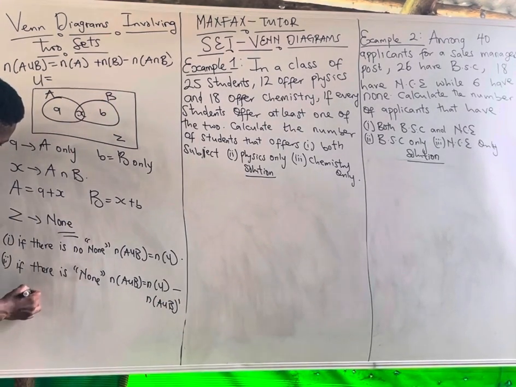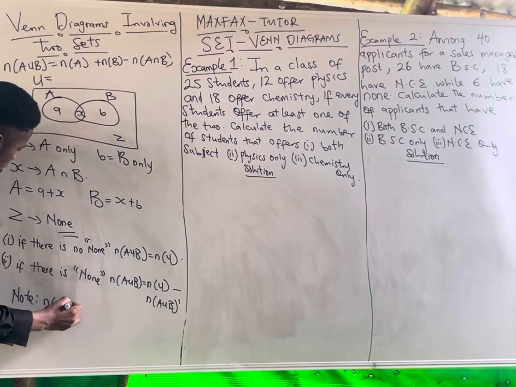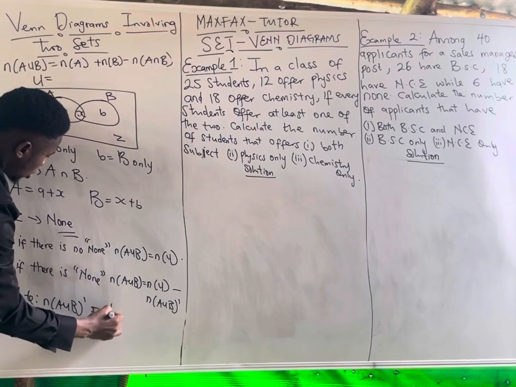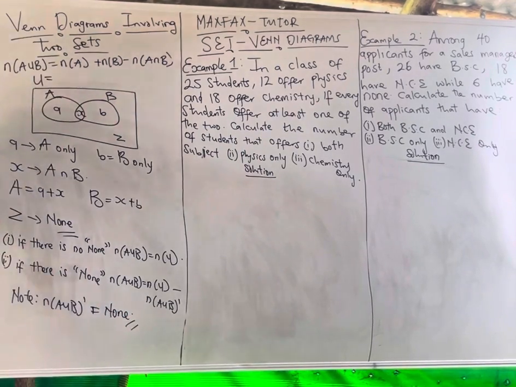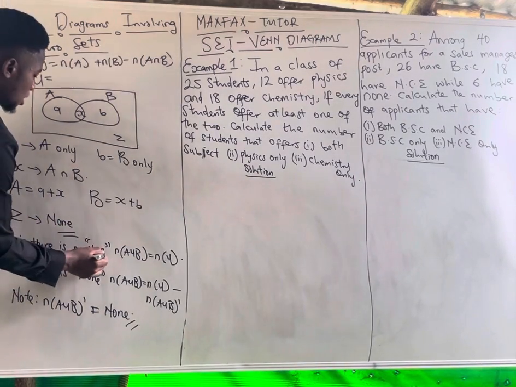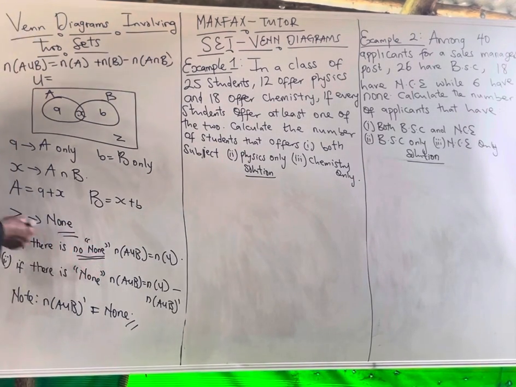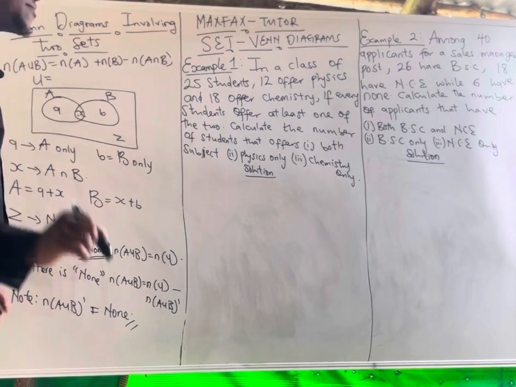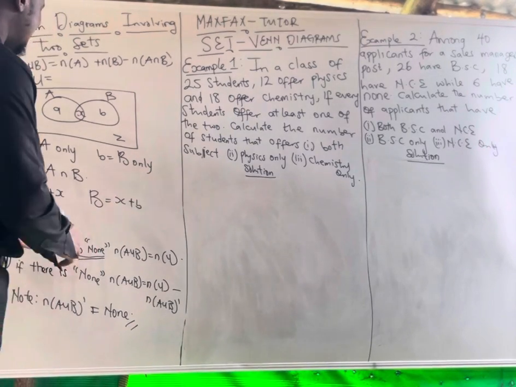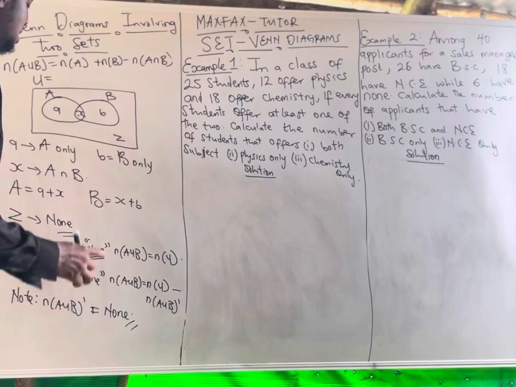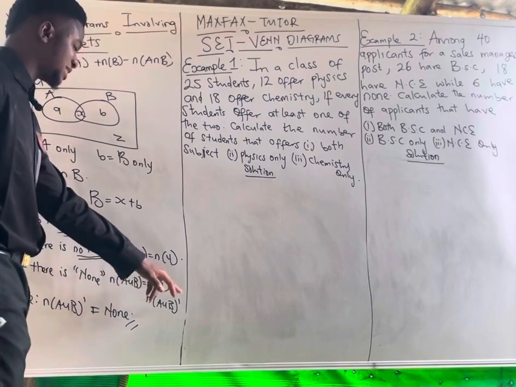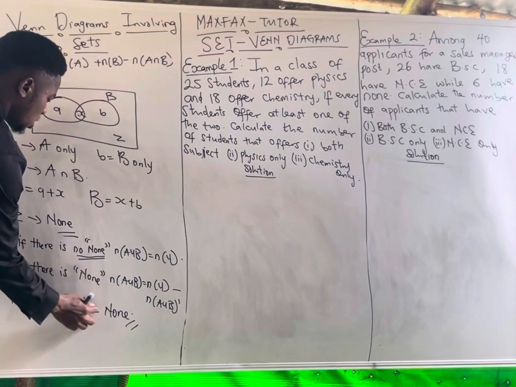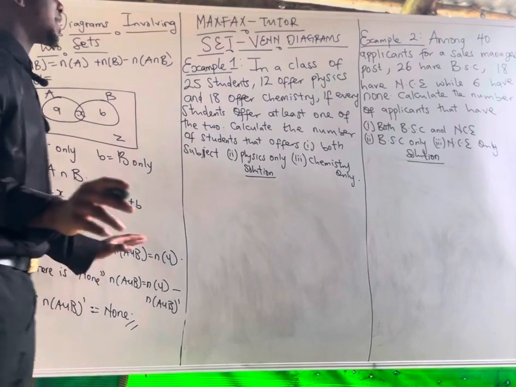Note, N(A union B complement) equals none. So guys, if there is no none, that is, if in the question there is nobody that does not do any of the two sets, then your A union B equals the universal set. But if there are some people or some particular objects that do none of the two sets, then your A union B will be equal to the universal set minus A union B complement. This A union B complement simply represents the none. So that's that, guys.